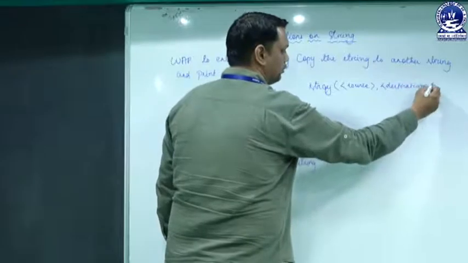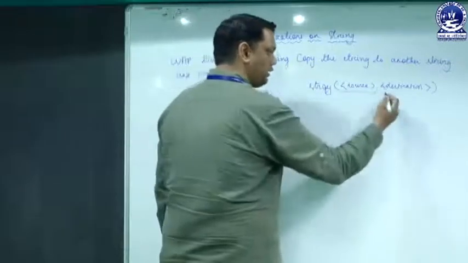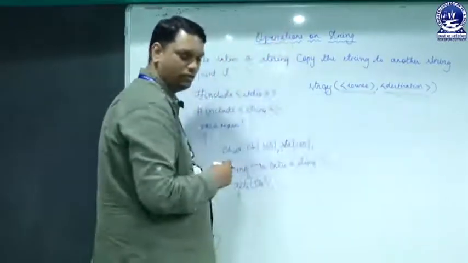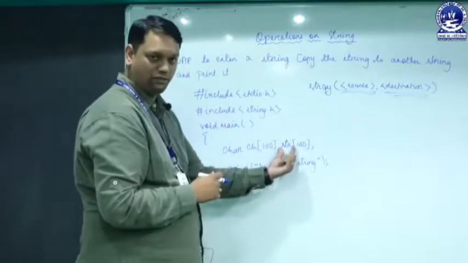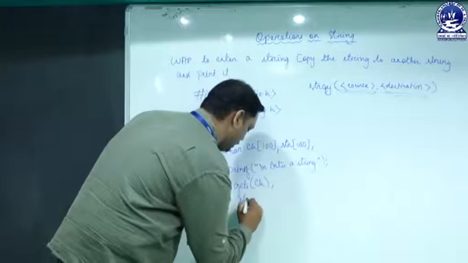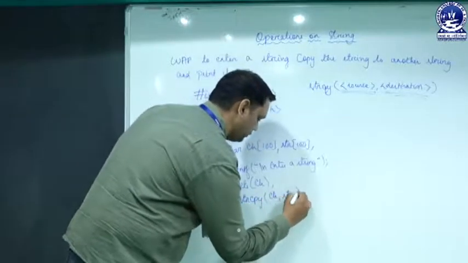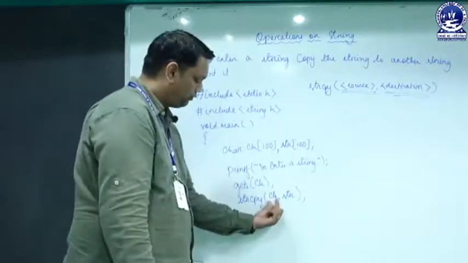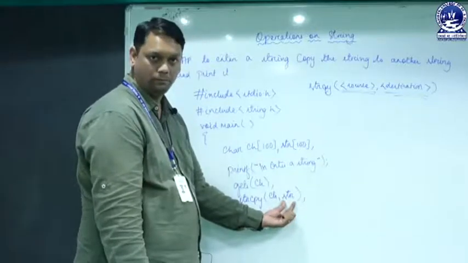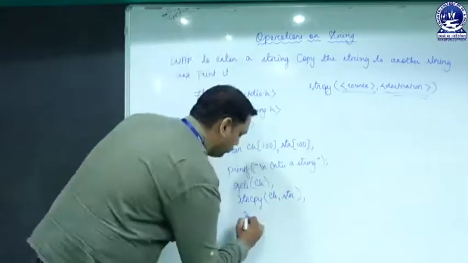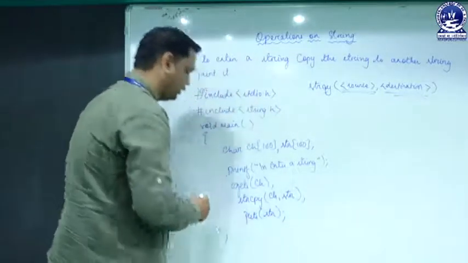That means what is to be copied is in the source and where it should be pasted will be in the destination. So our source is the ch value and the destination is the str value. So we can write strcpy(ch, str)? That means all the values under ch will be copied to another string, that is str. So we can print the value of str. Let's say I will write puts(str) and the program will come to an end.